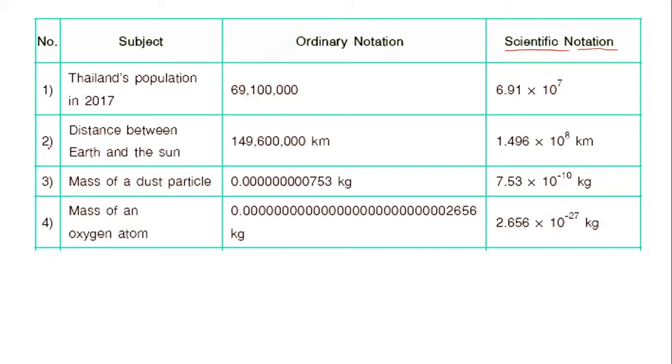Okay, Wichasin, you can read number 2. Okay. Distance between Earth and the Sun. Okay, what is that distance? Can you read that number, or it is so big for you to read? I don't know this one. Okay, anyone else who can try this?